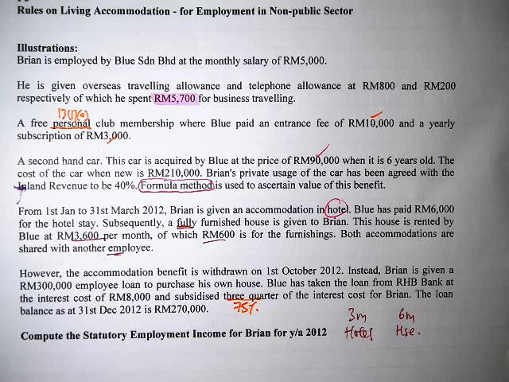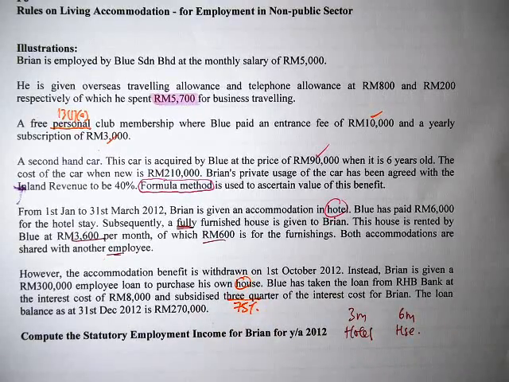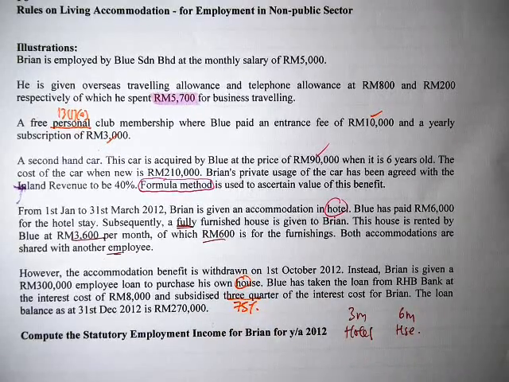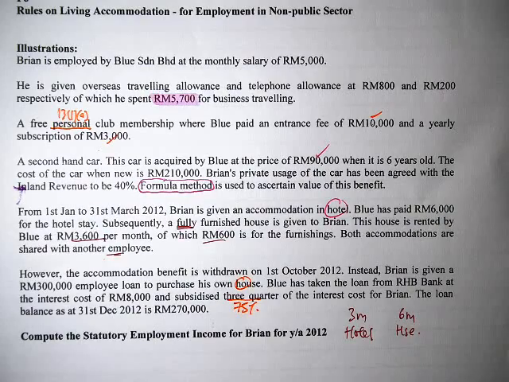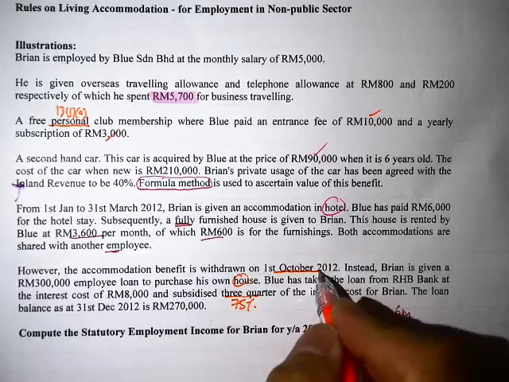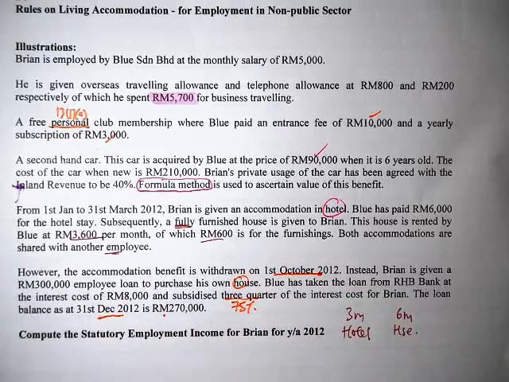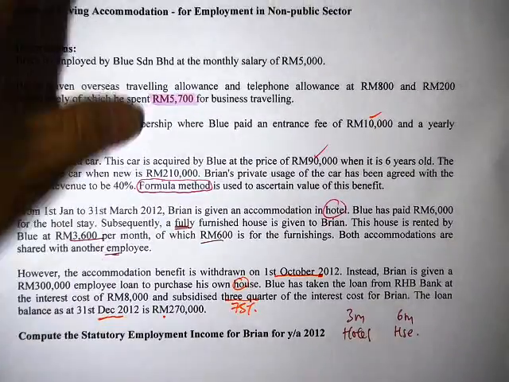Now again, you have this employee loan. There will be an exemption applied because the loan is used to buy a house. The loan balance at the end of the year is 270,000. So the loan is given on 1st of October, and then the balance at the end of the year is this. So we're going to work out how much exemption applies to Brian. Alright, now we're going to try and solve the problem. The key focus is accommodation, but we've got a couple of things here.